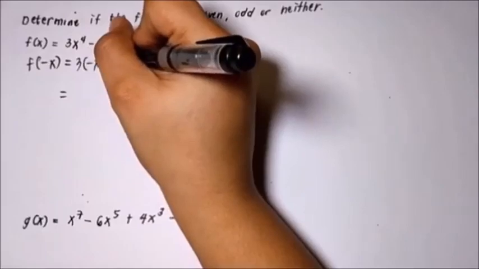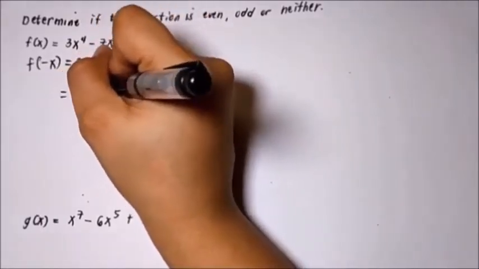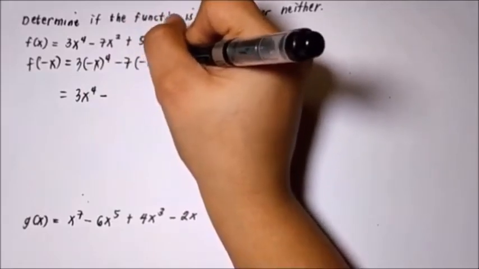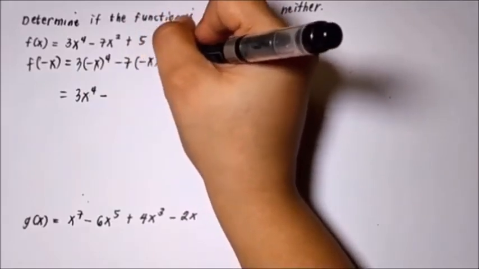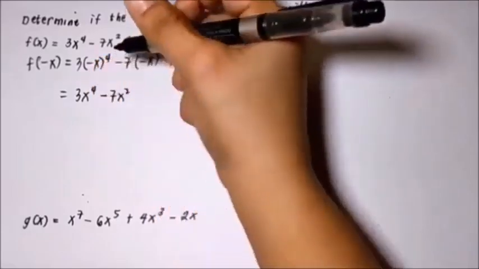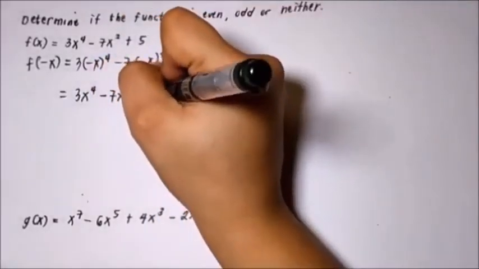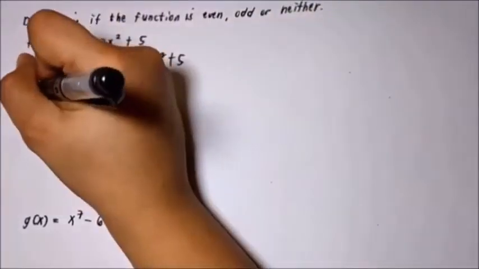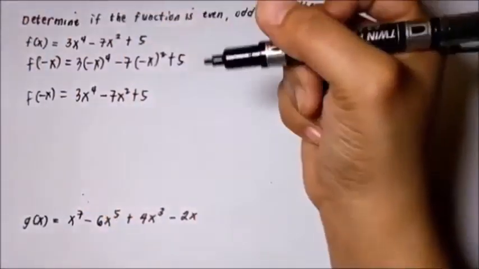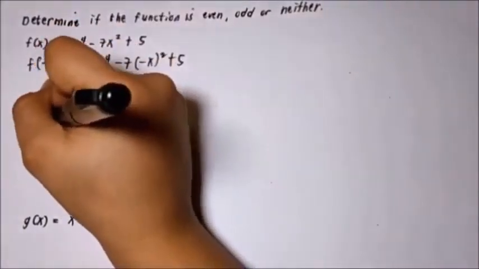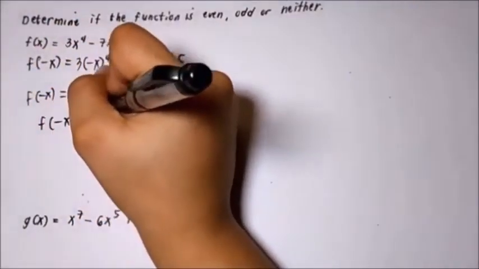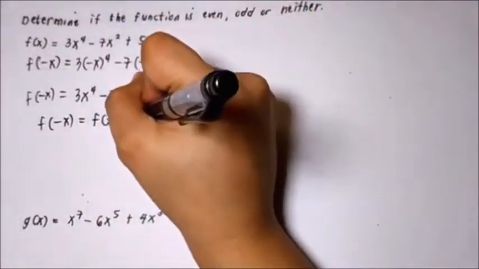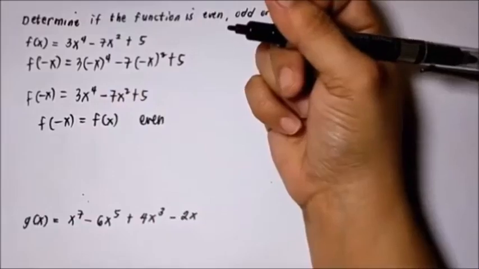Negative x raised to 4 is x raised to 4. So we have 3x raised to 4. Then negative 7, this is negative x quantity squared, so that would be positive x squared. So negative 7x squared plus 5. Now looking at the given, they are the same. And don't forget, this is f of negative x. So f of negative x now is equal to f of x. So if they are equal, then the given function is even.